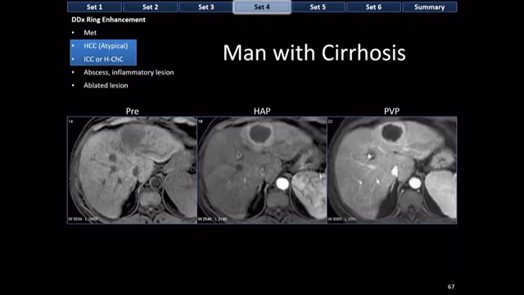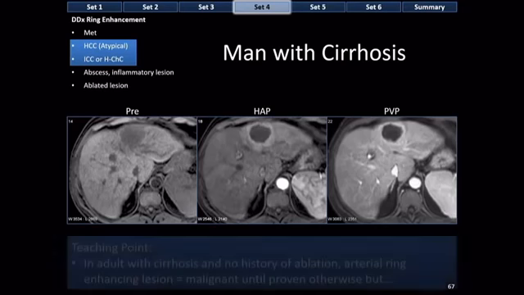Now, if someone has cirrhosis and you see a ring-enhancing lesion in the liver, as shown in the arterial phase in this case, then you don't think metastasis so much. Then you have to think HCC or one of these cholangiocarcinoma or hepatocholangiocarcinoma variants.